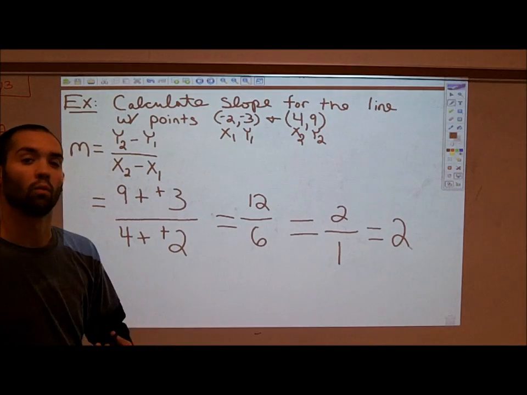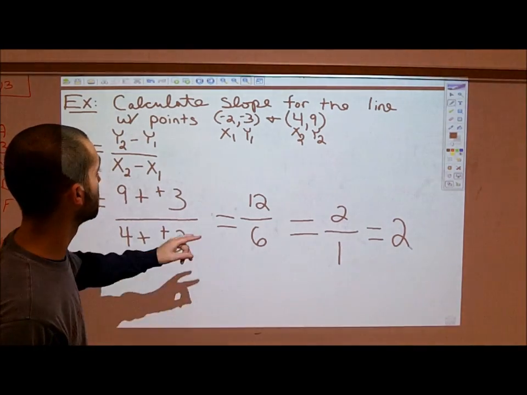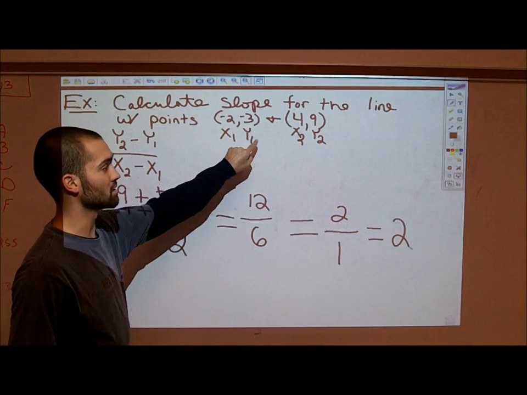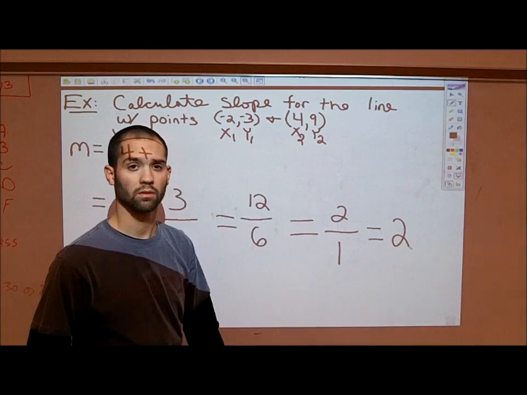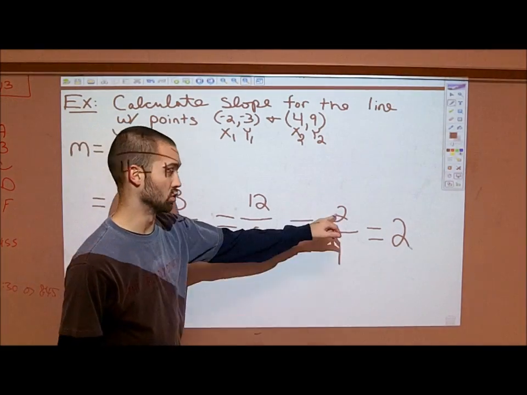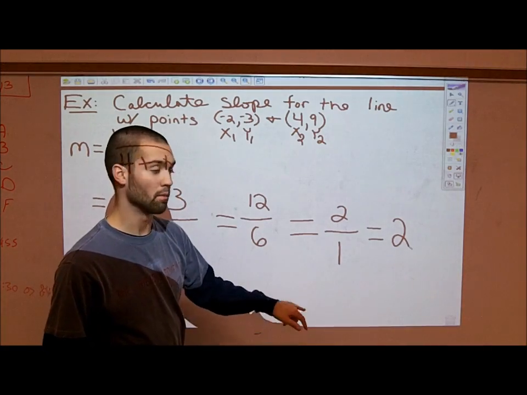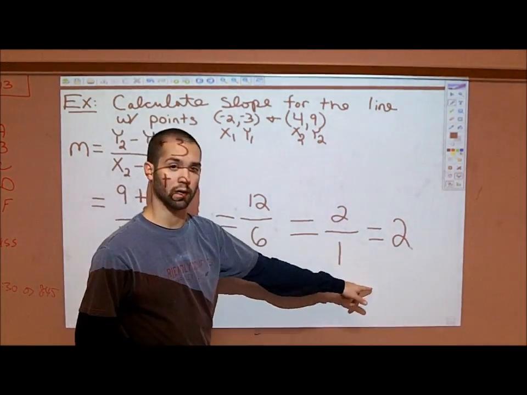So, what did we just calculate? We calculated the slope for the line that contains these 2 points. And that slope is the number 2. Okay? Or, it is okay to say the slope is 2 over 1. Okay? Both are correct. 2 or 2 over 1.